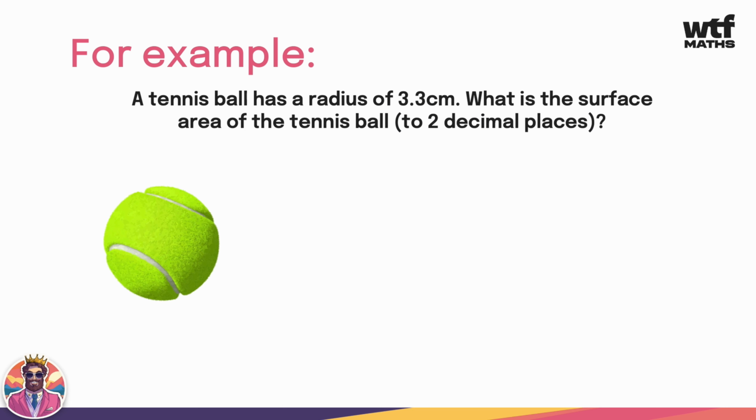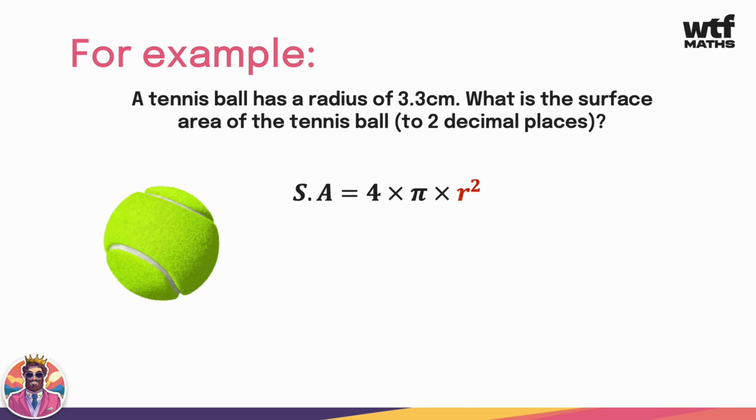For example, a tennis ball has a radius of 3.3 centimeters. What is the surface area of the tennis ball to 2 decimal places? Now we're making an assumption here that this tennis ball is a perfect sphere. I know it's got some ridges and stuff like that. We're just going to pretend it's a perfect sphere for this example.